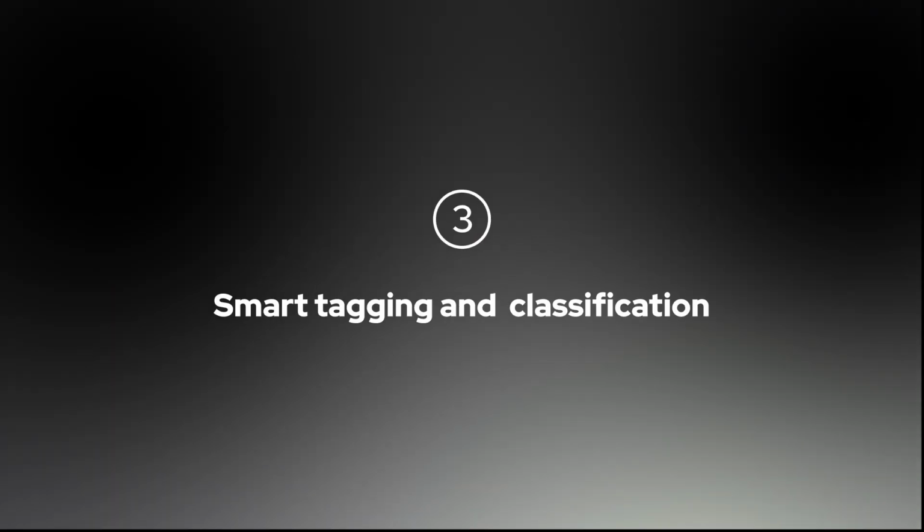Step 3. Smart tagging and classification. Tags are what turn a pile of files into an intelligent knowledge hub. They help people filter and find what they need, and they also act as structured signals for the AI Copilot so that natural language questions map onto the right resources.